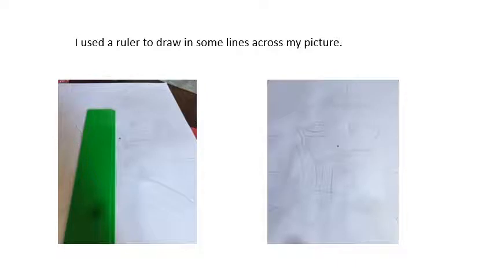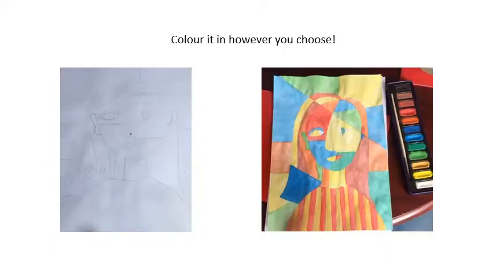Then I used a ruler to draw in some lines across my picture, so separating it up a little bit. And I was going to colour in each of the boxes, or each part where it's separated, a different colour. And then you can colour it in however you choose. I used watercolour paints, but you can use whatever you like.